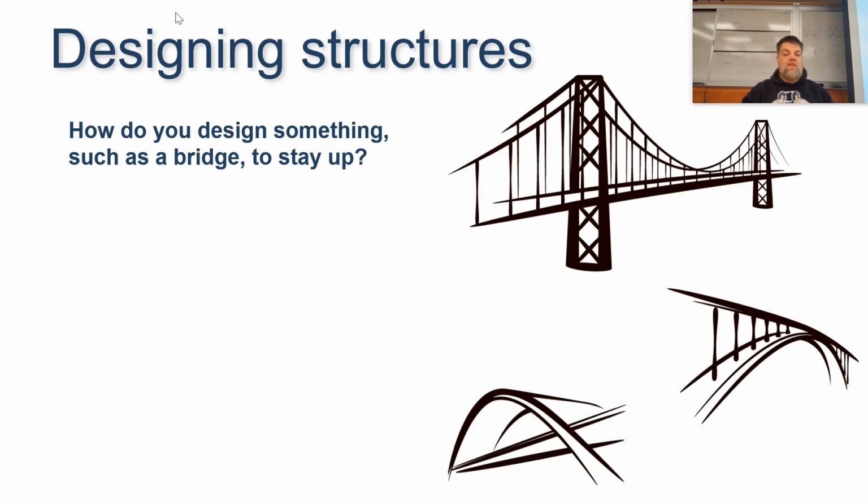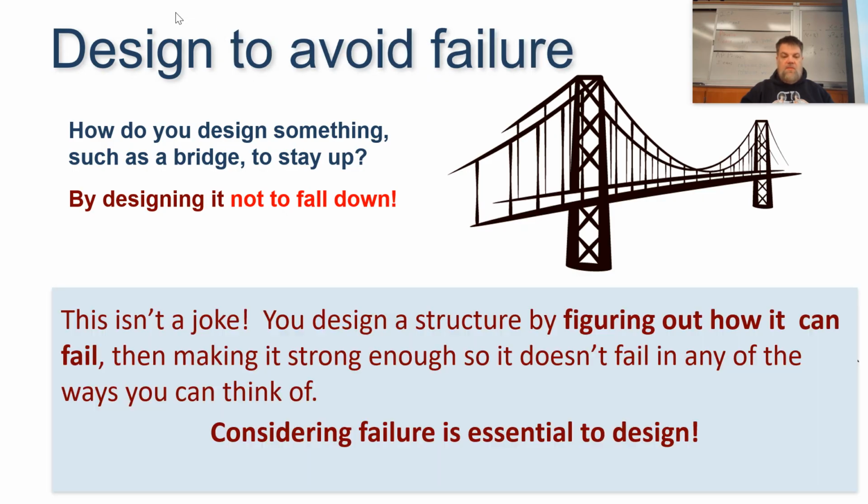So when you design something, the main objective is that it not fall down. Okay, so how do you do that? Well, it's not a joke. You actually try to figure out what will cause the thing to fall down, where it will break, and then you make sure that you make those areas stronger or better.